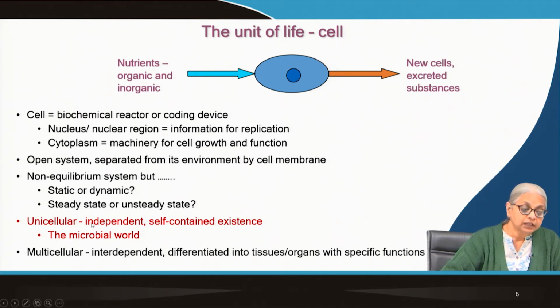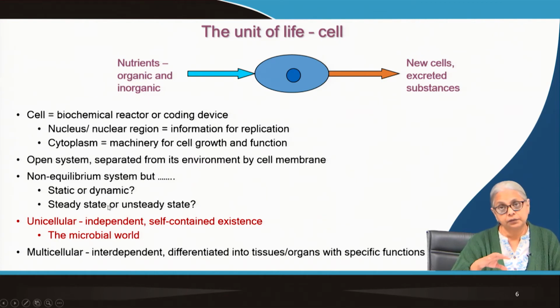So there can be situations where the cell may be dormant, and you may want to consider that as steady state. There are endospores which may be considered static, but that's why I've marked them with question marks. It depends on the nature of the situation, it depends on the environmental conditions. So we are going to concentrate, like I said, on unicellular organisms, microorganisms that have an independent self-contained existence, and that is the limitation of whatever we are going to do.